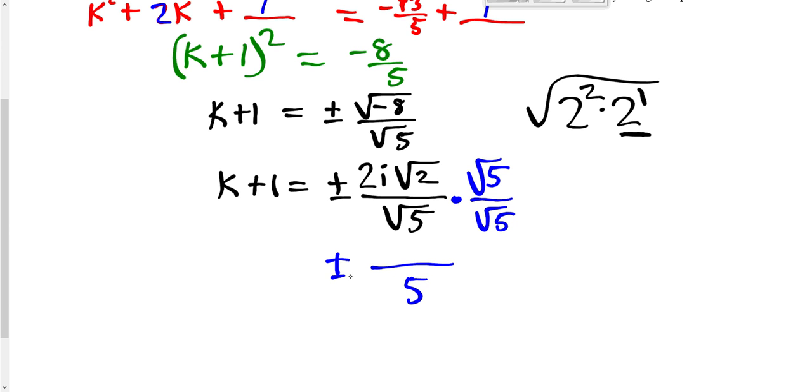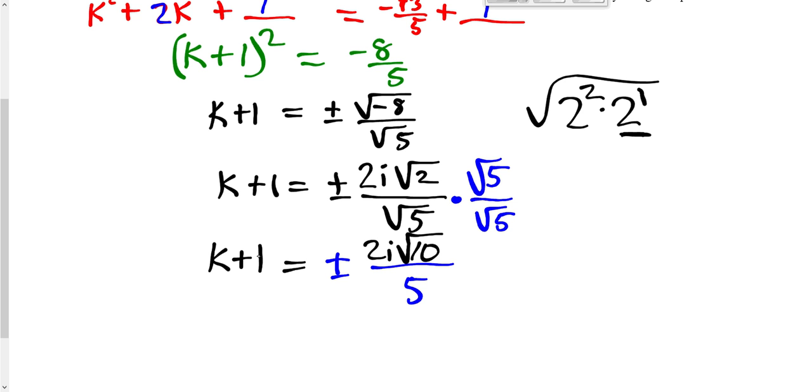And then we can go ahead and multiply out the top of our fractions. We'd have a 2i, then multiply what's in front of your roots, the 2 times the 5, and that's equal to our k plus 1. Since we have an i here, that means if we did graph it, our parabola would either be totally above the x-axis or totally below the x-axis.